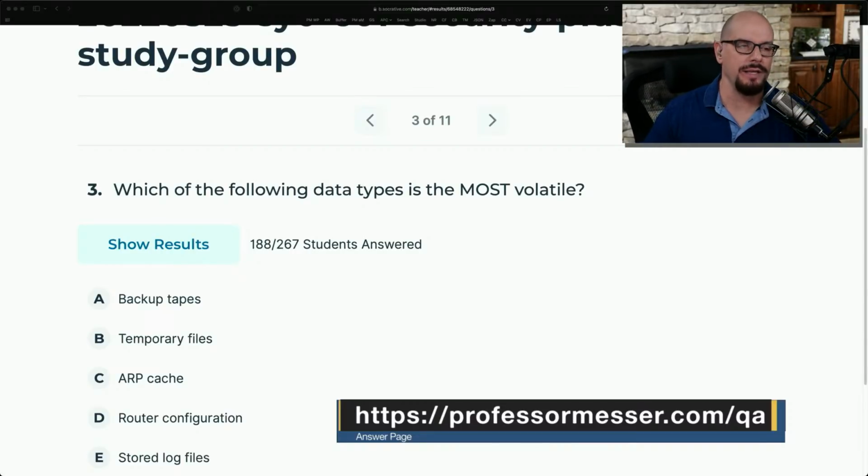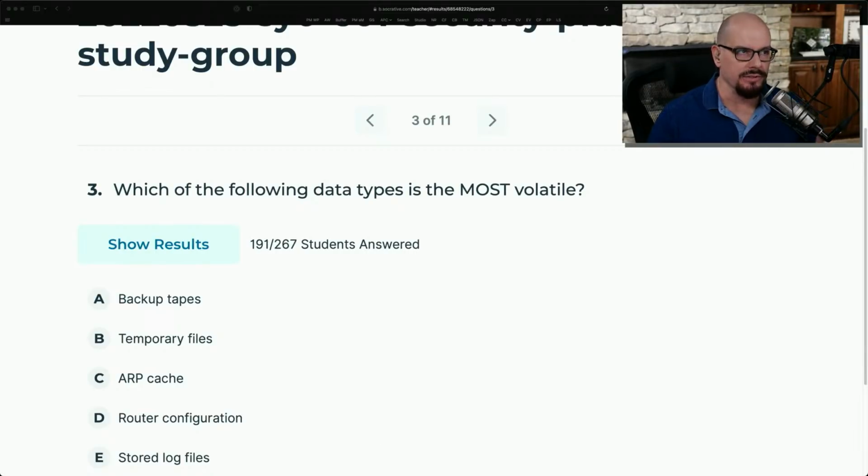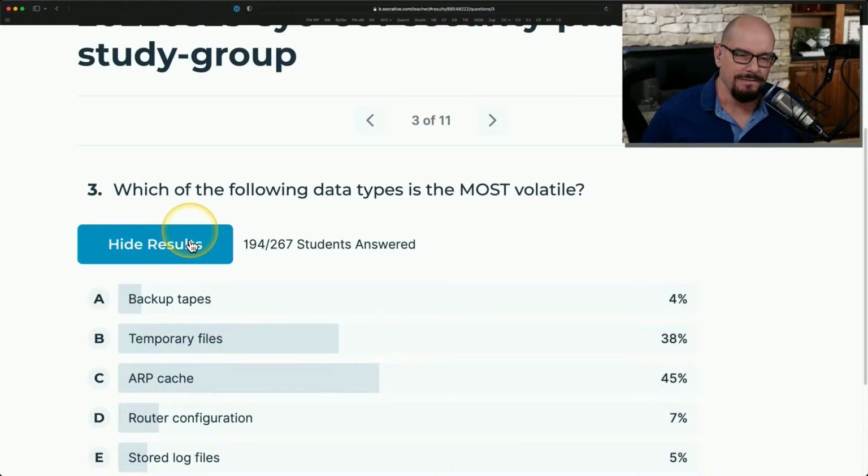Let's see how you did with this question. The question asked, which of the following data types is the most volatile? Is it backup tapes, temporary files, ARP cache, a router configuration, or stored log files? How did you answer? Let's look at the results.